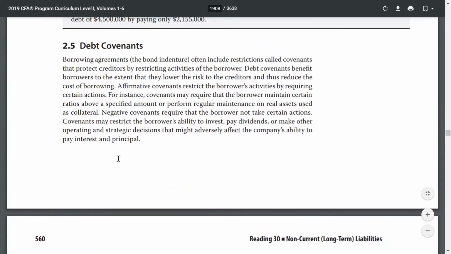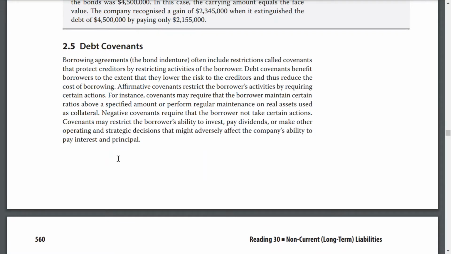Debt covenants. Borrowing agreements often include restrictions called covenants that protect creditors by restricting activities of the borrower. Debt covenants benefit borrowers to the extent that they lower the risk to the creditor and thus reduce the cost of borrowing. An affirmative covenant restricts the borrower's activity by requiring certain actions. For instance, covenants may require the borrower to maintain certain ratios above a specific amount or perform regular maintenance on real estate used as collateral. Negative covenants require the borrower not to take certain actions. Covenants may restrict the borrower's ability to invest, pay dividends, or make other operating and strategic decisions that may adversely affect the company's ability to pay interest and principal.